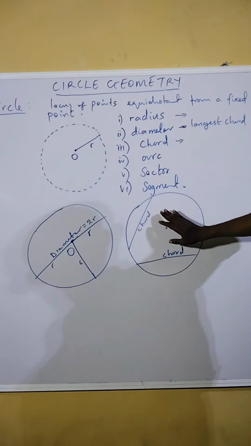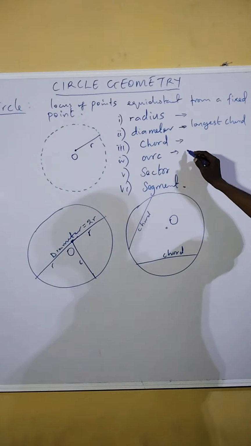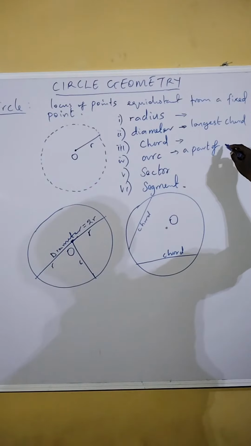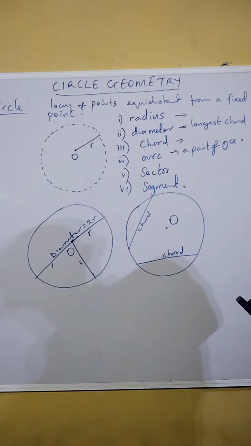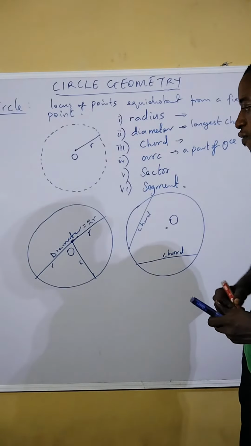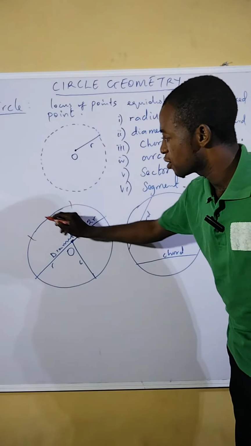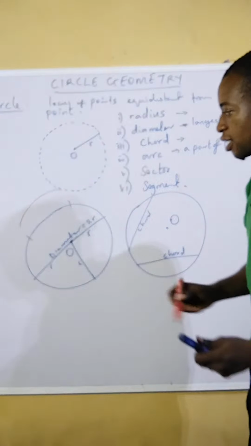All right. Now, what's an arc? An arc is just a part of the circumference. For instance, we cut any part of the circumference like this, and cut this, which looks like this. So this part is an arc.